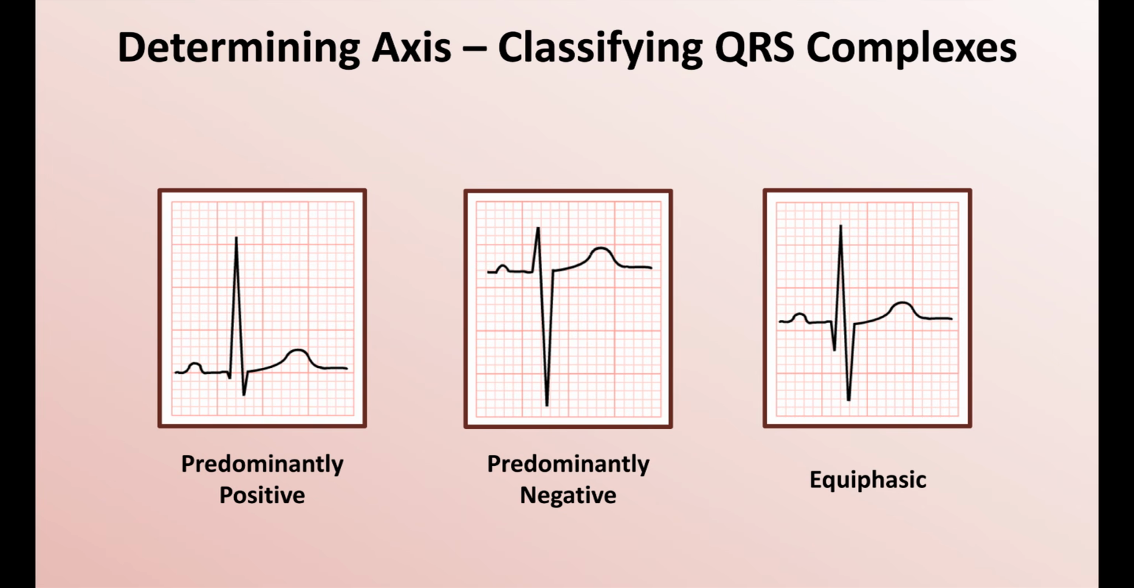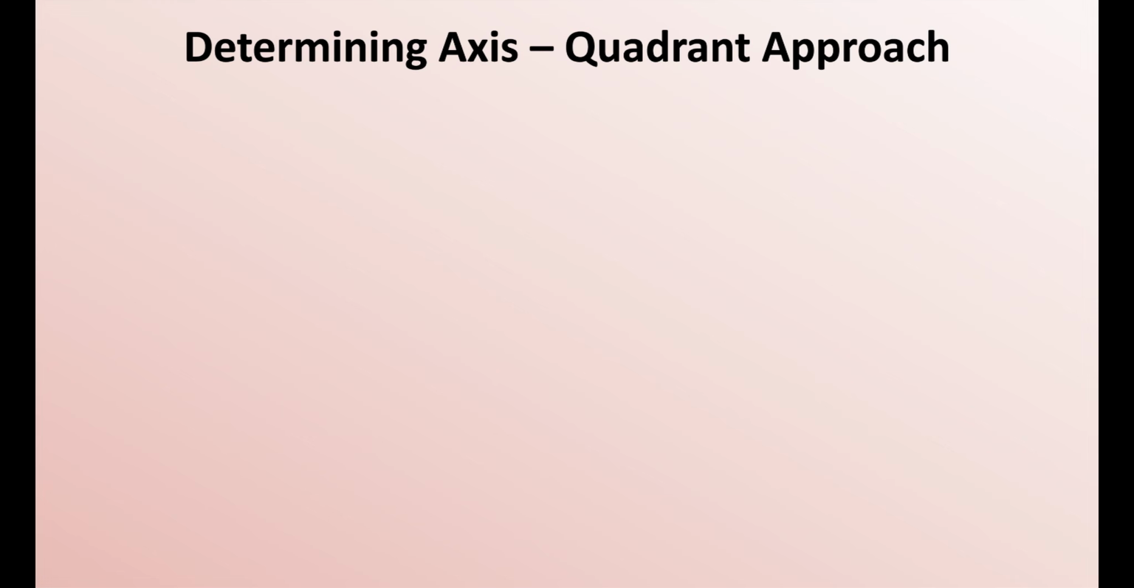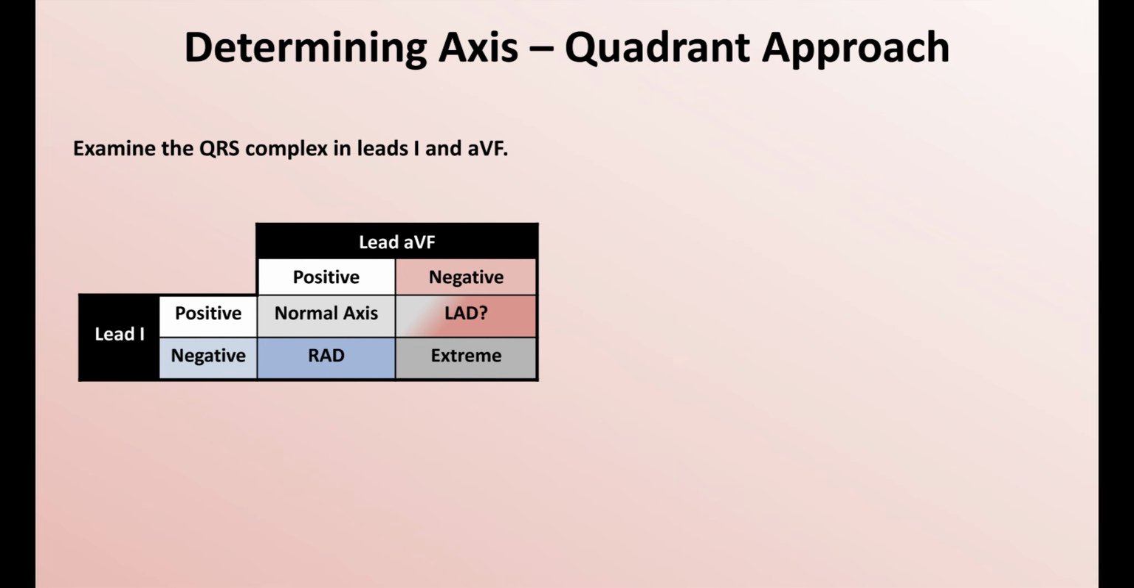As with determining rate, there are 2 different techniques to determine axis. One is qualitative, and the other is semi-quantitative. The qualitative one is the quadrant approach. With this, one examines the QRS complex in leads 1 and AVF, focusing on whether it is predominantly positive or negative in each. Then one uses the chart to determine which quadrant the axis lies in.